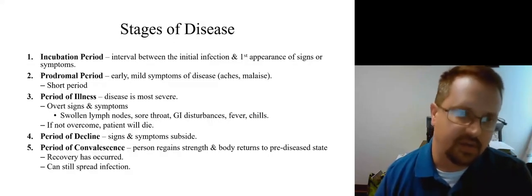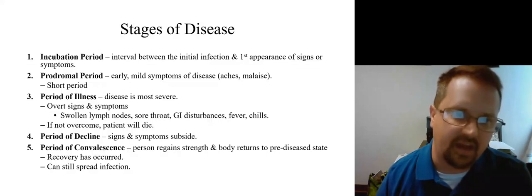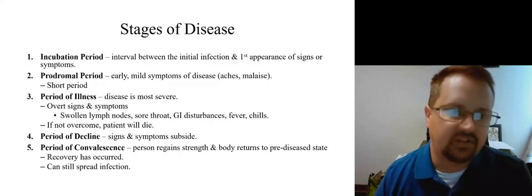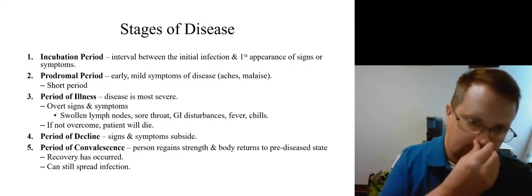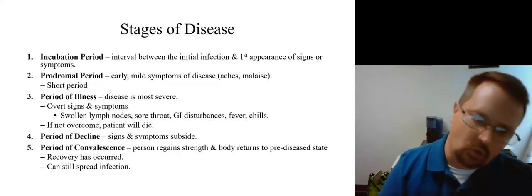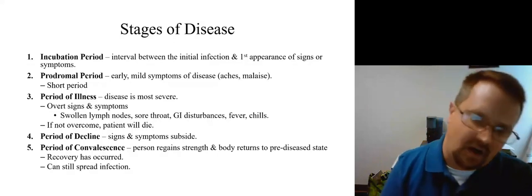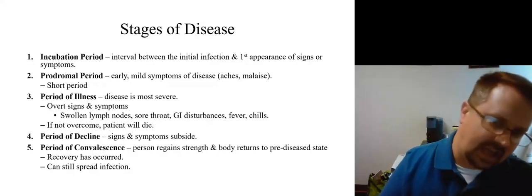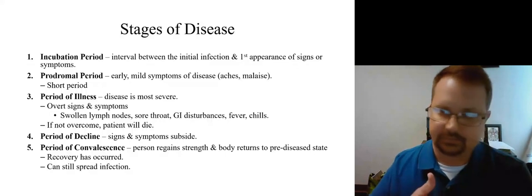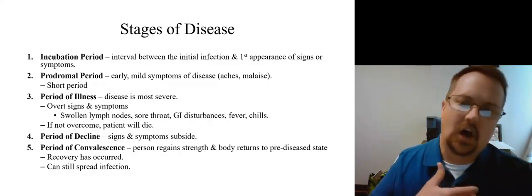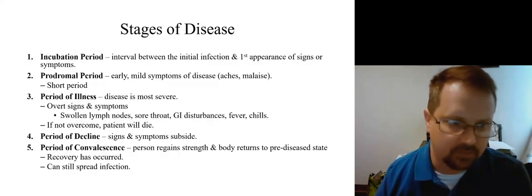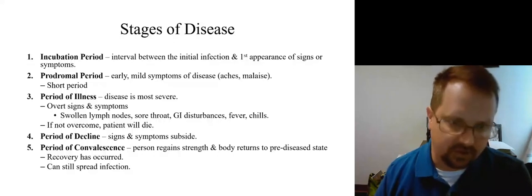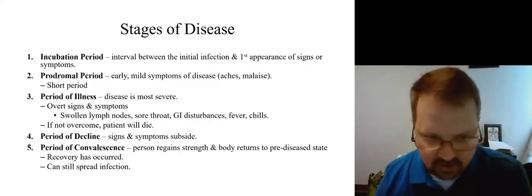It's short. Then there's a period of illness where you actually have the most severe disease. It's where the signs and symptoms are really overt. This is where you will have, for example, really swollen lymph nodes, a sore throat, diarrhea, vomiting, fever, chills, aches, cough, all the kinds of things that you will see. And if the patient doesn't overcome their symptoms during this period of illness, the patient will die. There's a period of decline where the signs and symptoms start to subside.